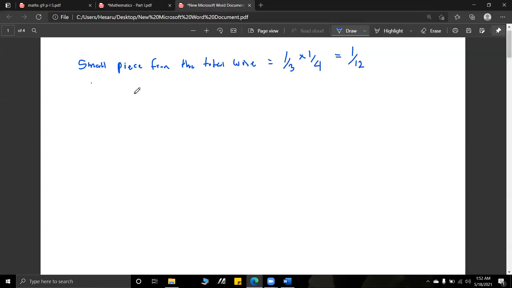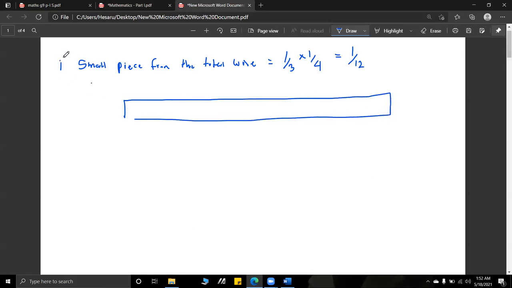If you are not clear with that one, then the second part they say: illustrate the above division of the wire by a figure and compare the answer you obtain with the answer in one above. So the previous diagram I drew, I'll draw it in here too. So it's like this. So this is the first one. Okay, so this is the second one.